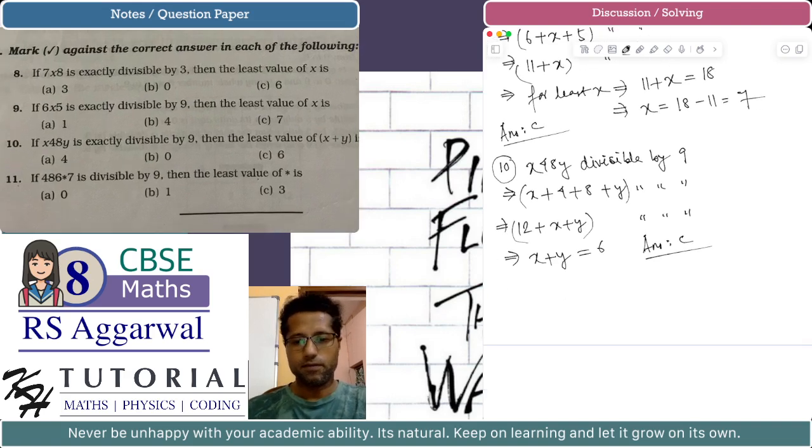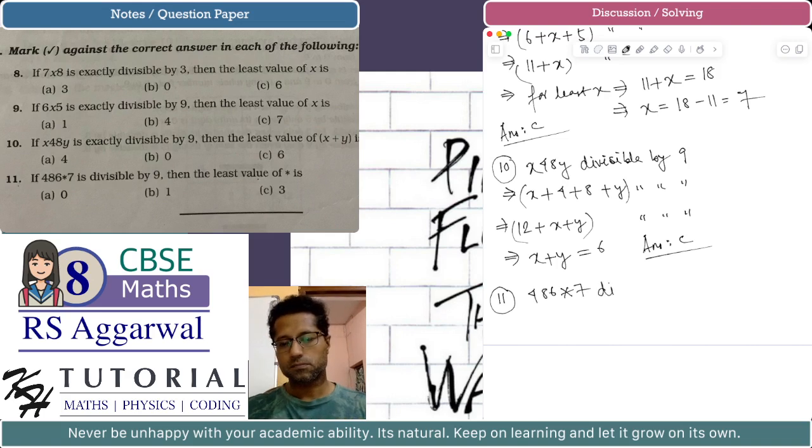Question number 11. If 486 star 7 is divisible by 9, then the least value of star is. Okay. So instead of a letter, the missing digit is marked with a symbol star. So this number is divisible by 9. So this implies the sum of its digits has to be also divisible by 9.